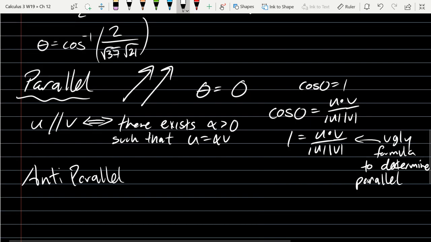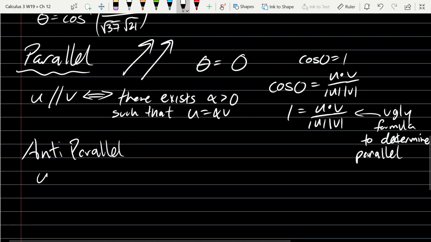All right, anti-parallel. There's not a really nice symbol for it, so I'll just make one up. How about that? Anti-parallel means, we'll get to perpendicular next, but this is pointing opposite directions. So what formula did we get when we were using scalar multiplication?